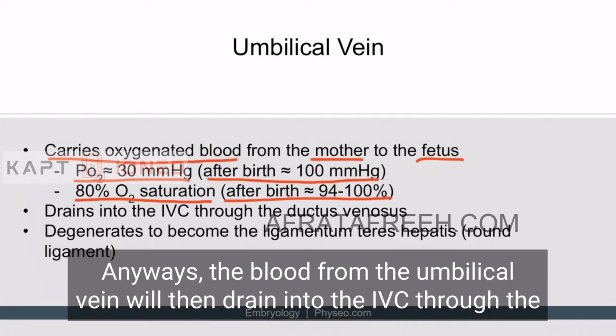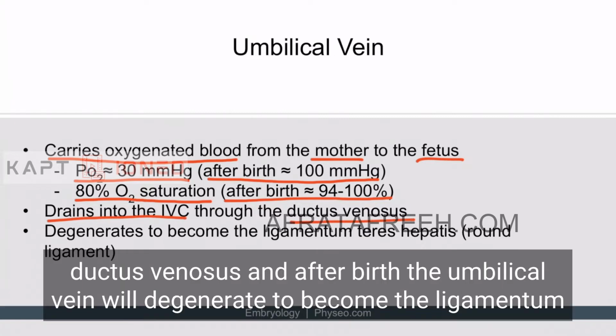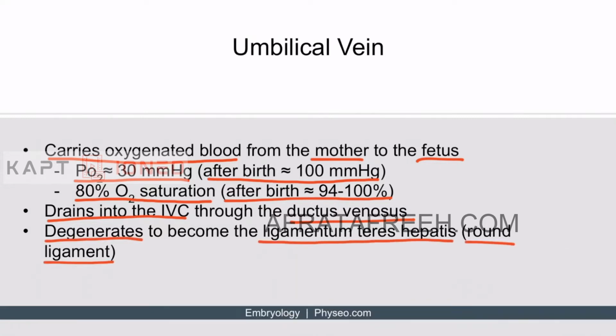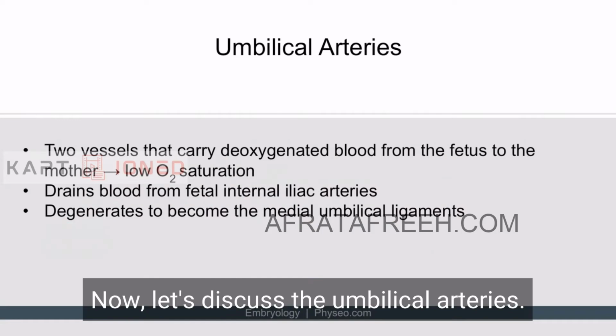Anyways, the blood from the umbilical vein will then drain into the IVC through the ductus venosus. And after birth, the umbilical vein will degenerate to become the ligamentum teres hepatis, which is part of the round ligament of the liver. Now let's discuss the umbilical arteries.